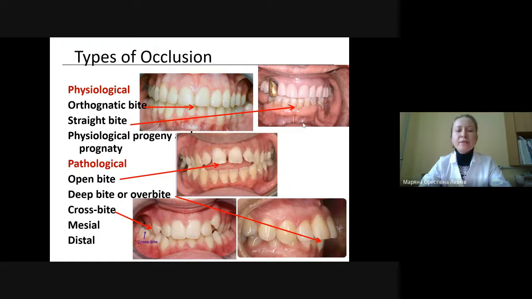This diagram shows you different types of occlusion. So broadly, they are categorized in this way: physiological, pathological. Physiological can be orthognathic bite, straight bite, physiological progeny and prognathism. And pathological can be open bite, deep bite or overbite, cross bite, and of course mesial and distal bite.